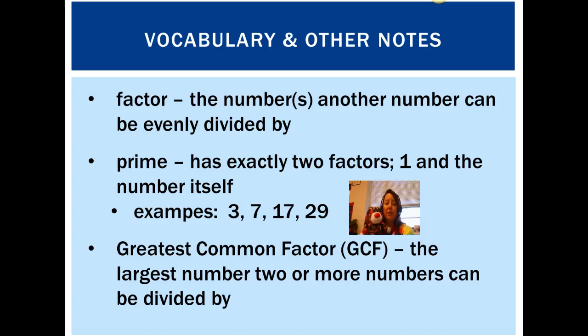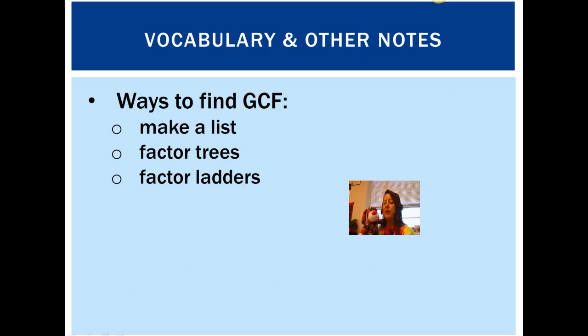The final vocabulary word for today is greatest common factor, or GCF. The GCF is the largest number that two or more other numbers can be divided by. There are three common ways to find the GCF. One is to make a list, the second is factor trees, and the third is factor ladders. We will only be using make a list and factor ladders.